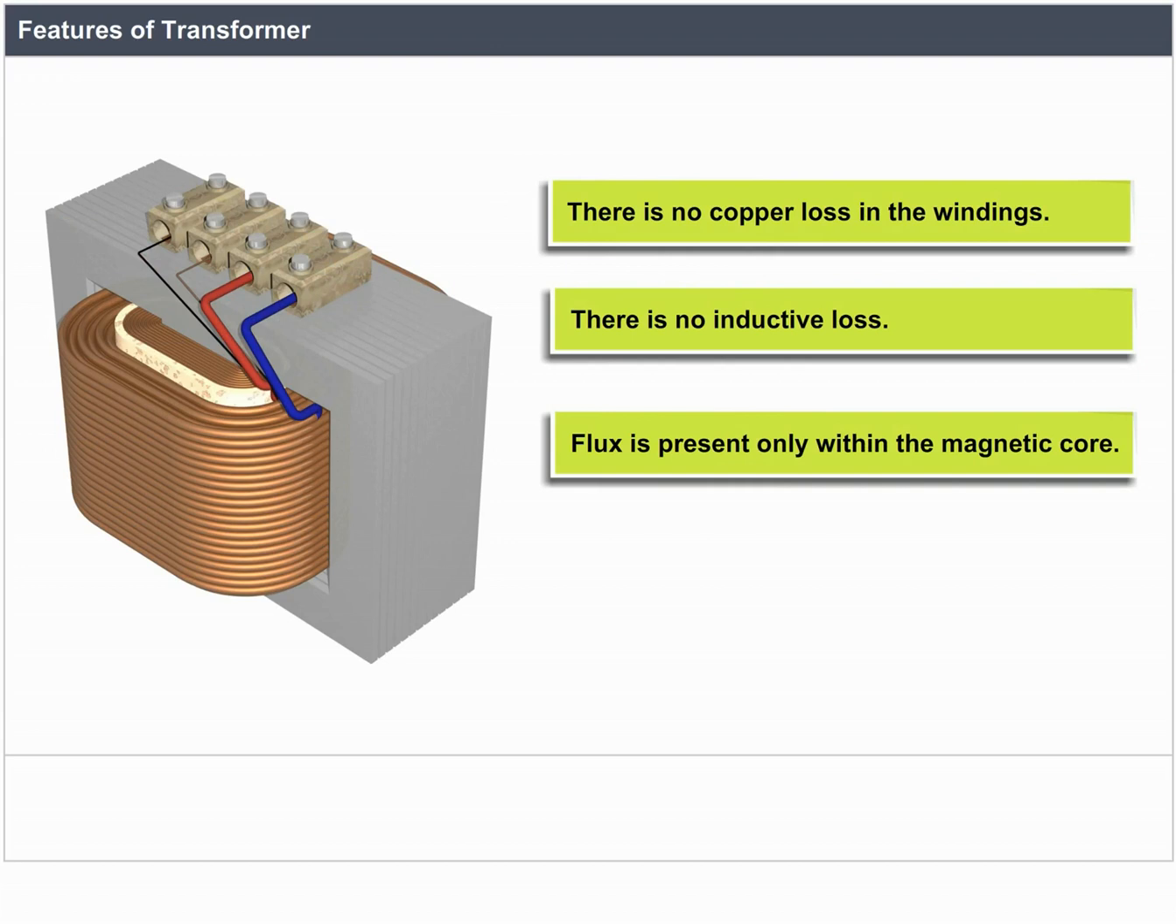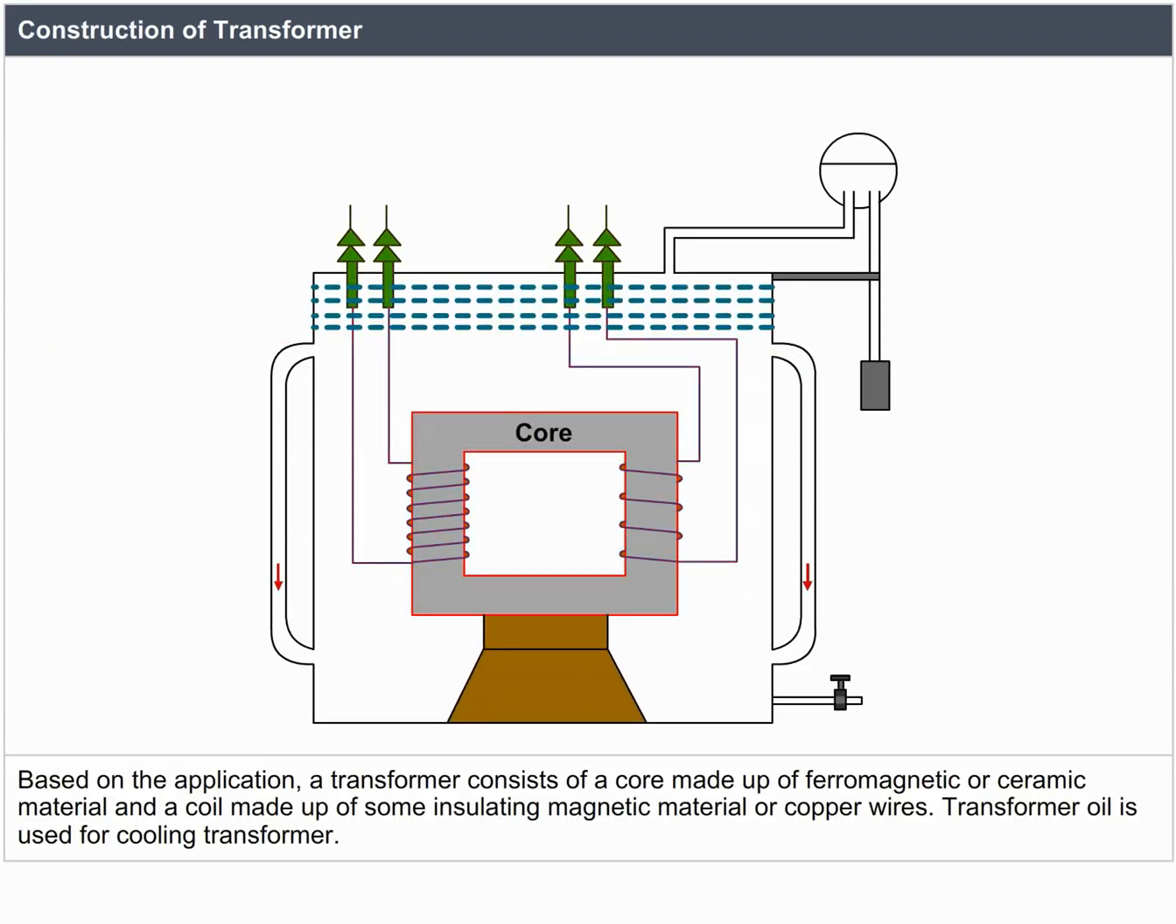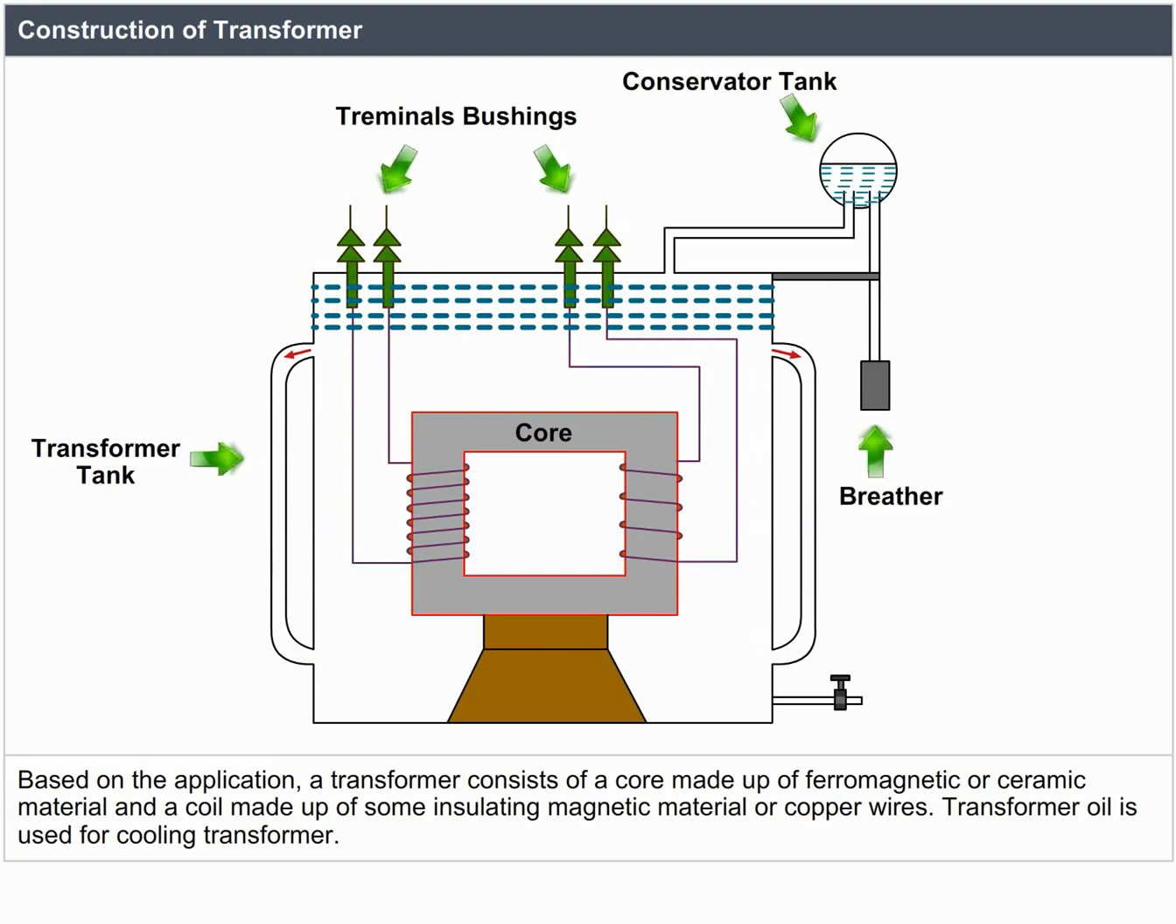Construction of transformer. Based on the application, a transformer consists of a core made up of ferromagnetic or ceramic material and a coil made up of some insulating magnetic material or copper wires. Transformer oil is used for cooling the transformer.